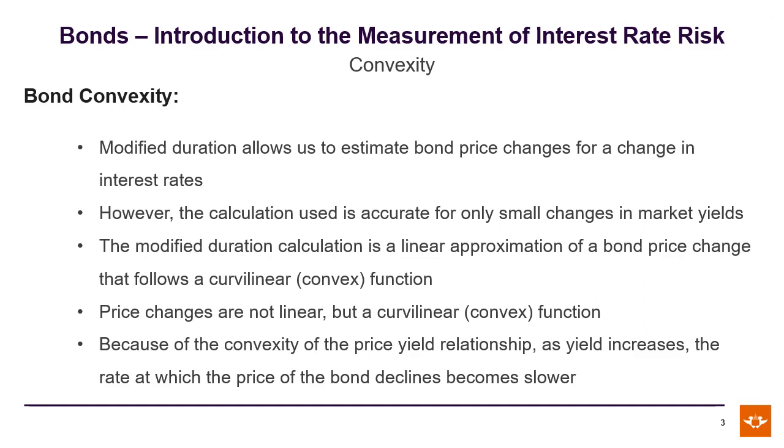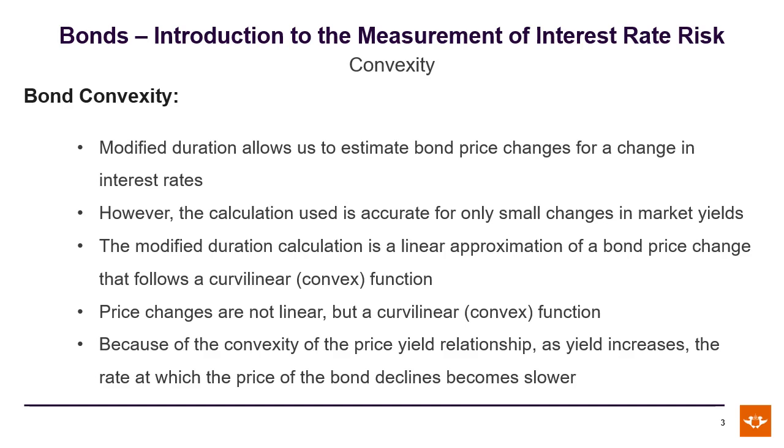Modified duration is the duration measure we've used, but this calculation is only accurate for small changes in market yields because we use a linear approximation. The yield curve is convex, and the way we approximate the change using duration is we draw a tangent to that line and work out the slope of that tangent. But as you move away from that tangent point, your estimate becomes less and less accurate. And that's why we bring in the concept of convexity.